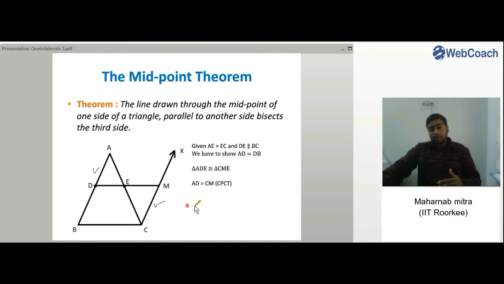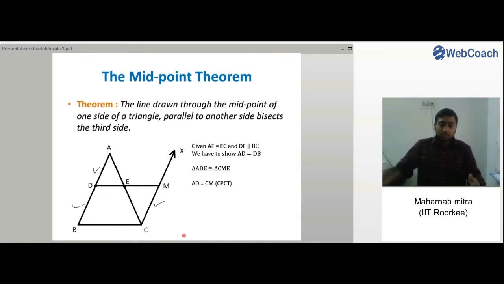But BDMC was a parallelogram, right? Because these two sides were parallel. DM and BC were parallel. Also AB and CX by construction were parallel also. The opposite sides were parallel, and in a parallelogram the opposite sides are equal also. If CM measures something, it must be equal to BD also, right? But we know AD equals CM, right? If AD is equal to CM and CM is equal to BD, obviously AD must be equal to BD, right?